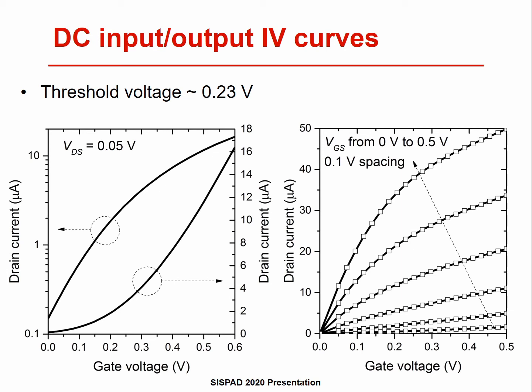The DC input IV curve is shown in the left figure. The threshold voltage is about 0.23 volt. Also, the output IV curve is shown in the right figure. The on current is about 50 microampere.